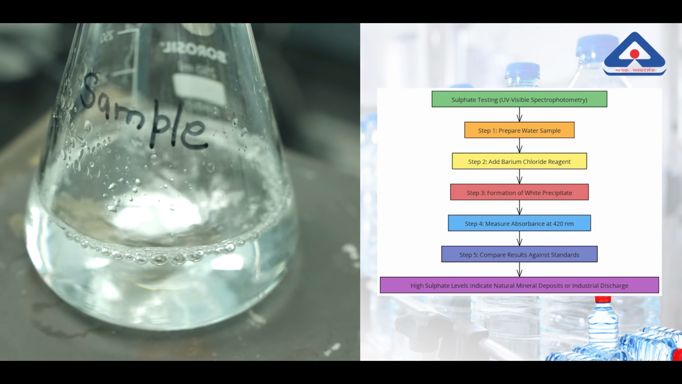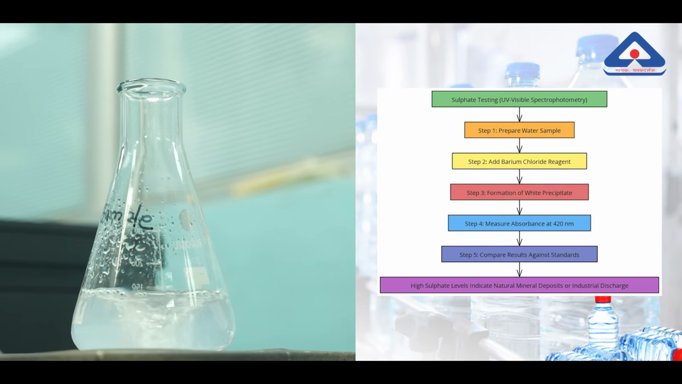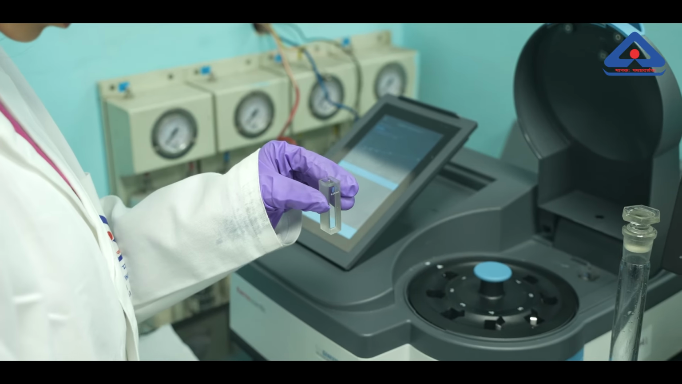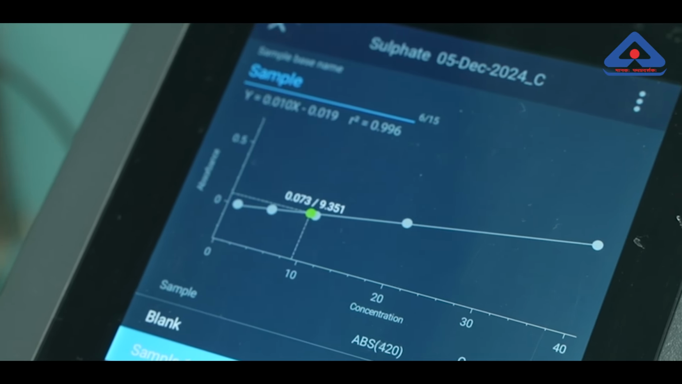Sulfates are measured using a turbidimetric method. Barium chloride reacts with sulfate ions to form a white precipitate. Absorbance is measured at 420 nanometers.